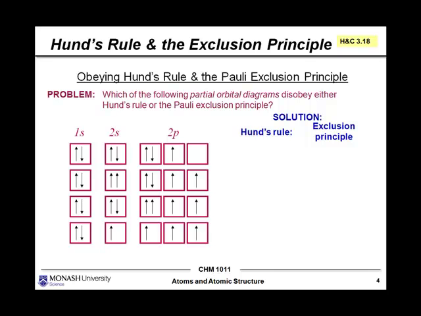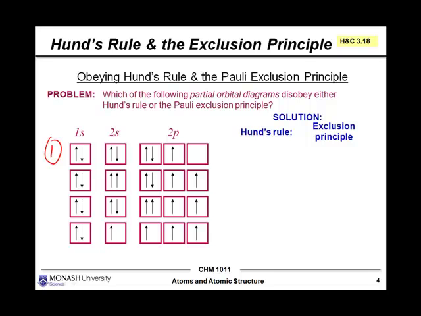If we look at a small handful of examples, in this first electronic configuration, we have 2 electrons in the 1s orbital, 2 electrons in the 2s orbital, and then there are 3 electrons in this triad of 2p atomic orbitals. So does it obey Hund's rule, and does it obey the exclusion principle?